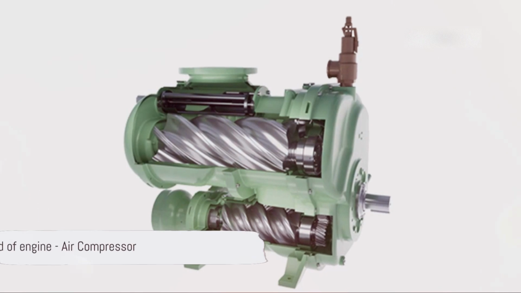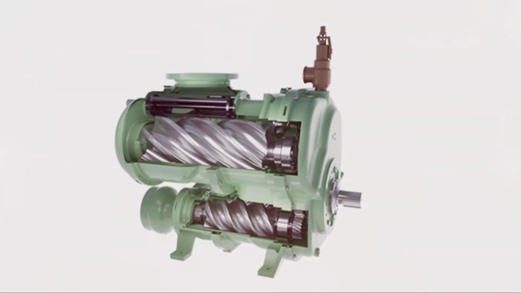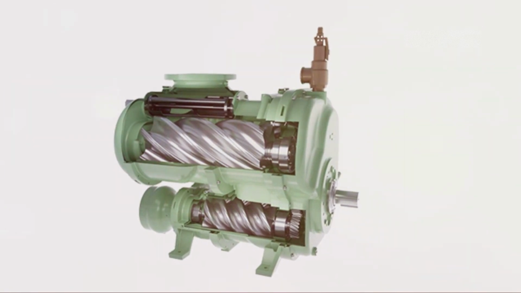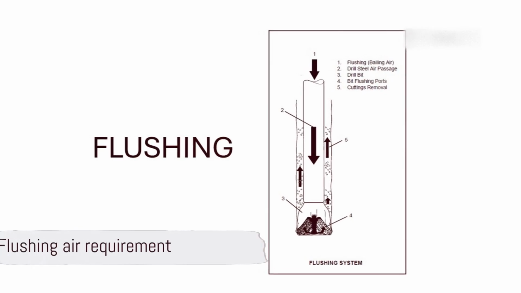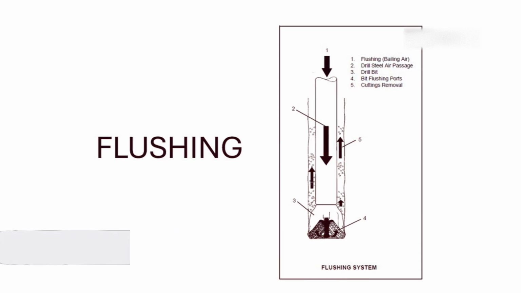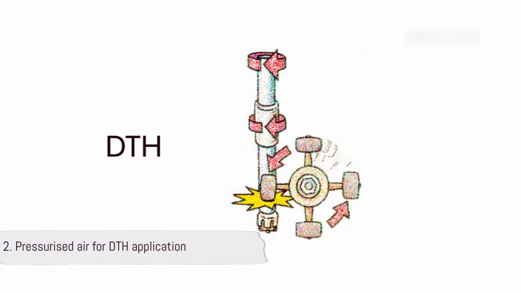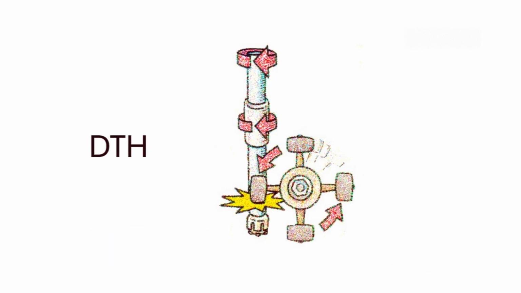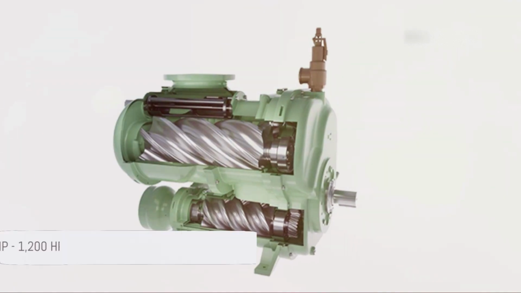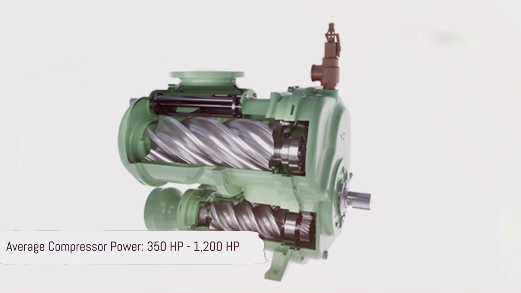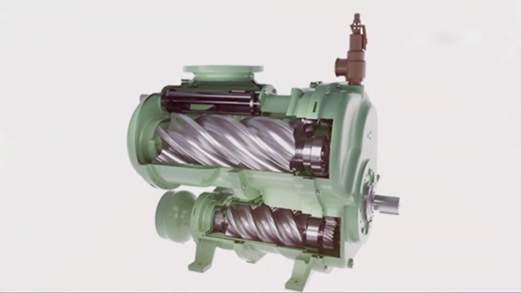In medium and large drill rigs, the compressor is directly coupled to the non-drive or flywheel end of the engine. The compressor serves two critical jobs in Blasthole drills. One, it powers the air needed to flush rock cuttings from the hole as the drill bit advances. And two, in down-the-hole DTH drilling, it supplies high-pressure air to the hammer that actually breaks the rock at the bottom. On an average large Blasthole drill, the compressor can draw between 350 and 1,200 horsepower.